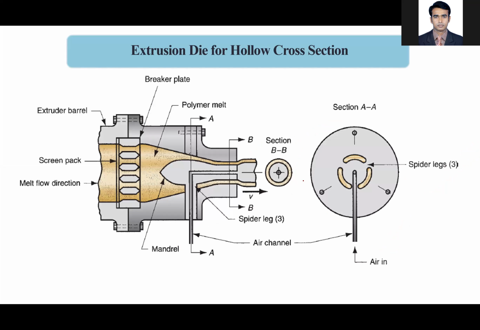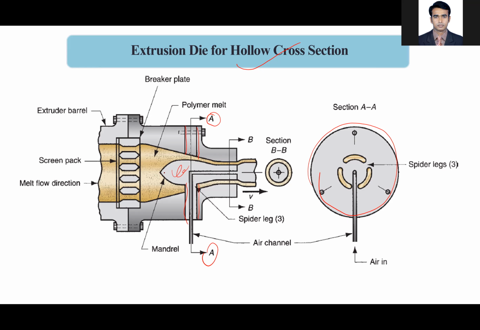Okay. The next one is for hollow cross section. If you want to produce a hollow cross section using the extrusion method, then you have to use this kind of setup, a mandrel, to separate the material. If you look at the cross section AA, this is the plate, and this plate is mounted in here along with the mandrel.